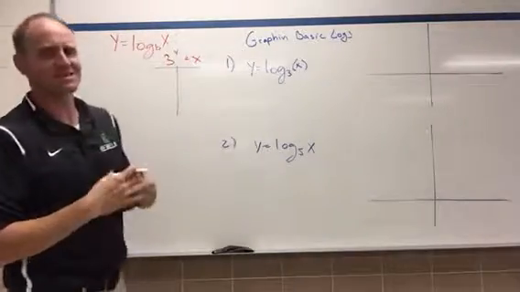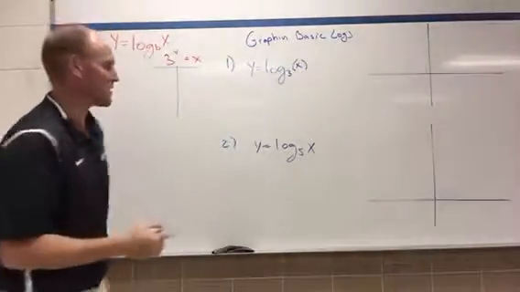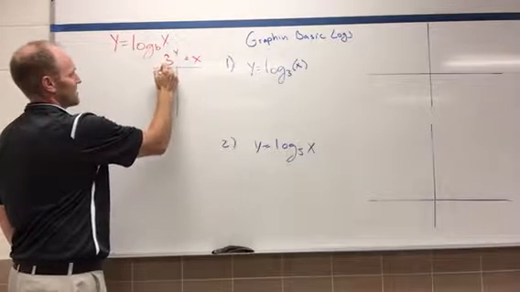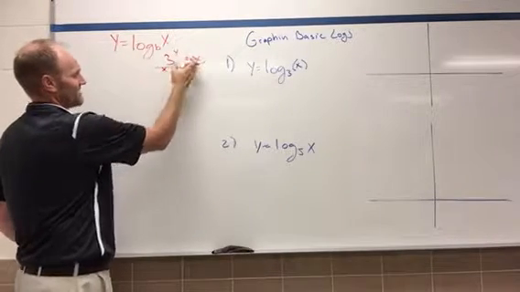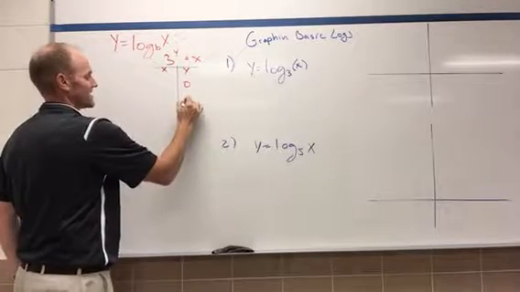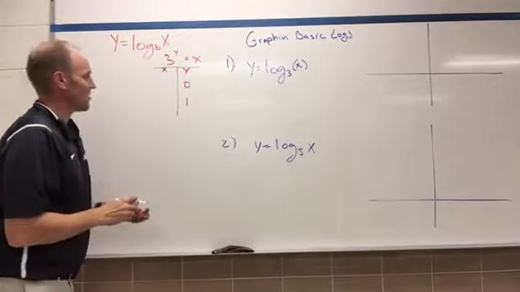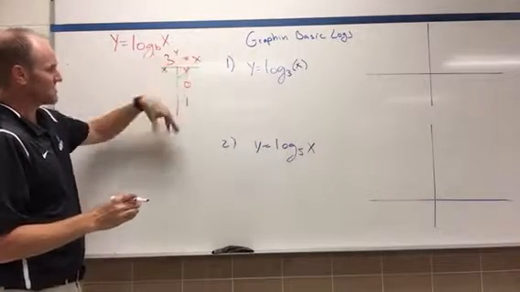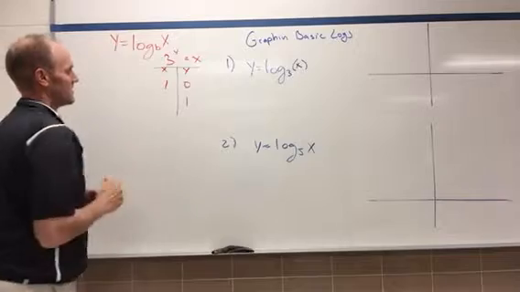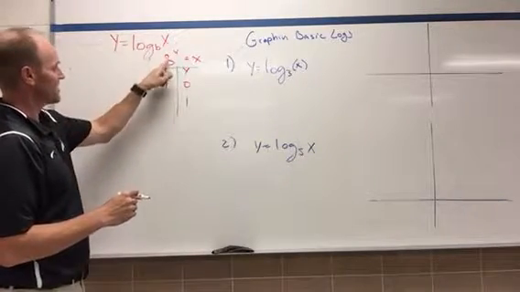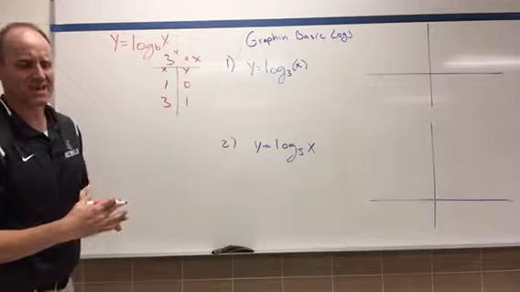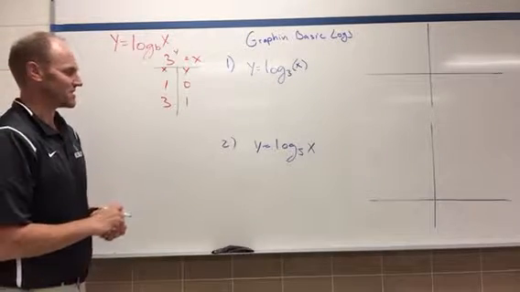So if I look at a chart of values, it's a lot easier when I'm doing something like this. Instead of putting your x values in front of y, I'm going to put y values over here and say, all right, if y is 0, if y is 1, what are my x values? So I can put 0 in, anything to the 0 power is 1. And then I could put 1 in, 3 to the first power is 3. So those would be some points I can graph on this function.